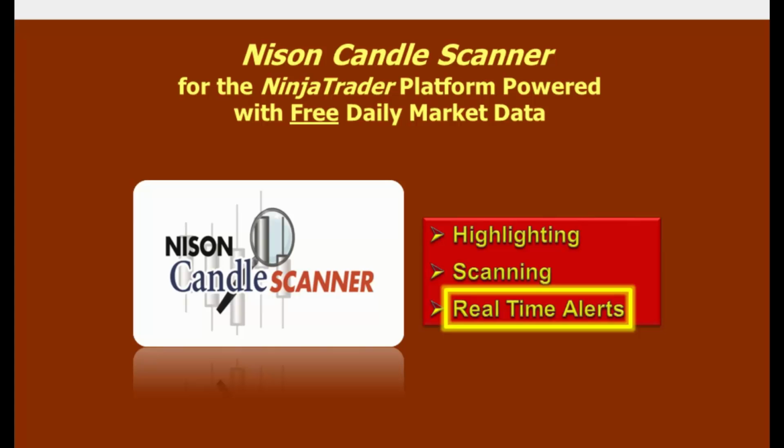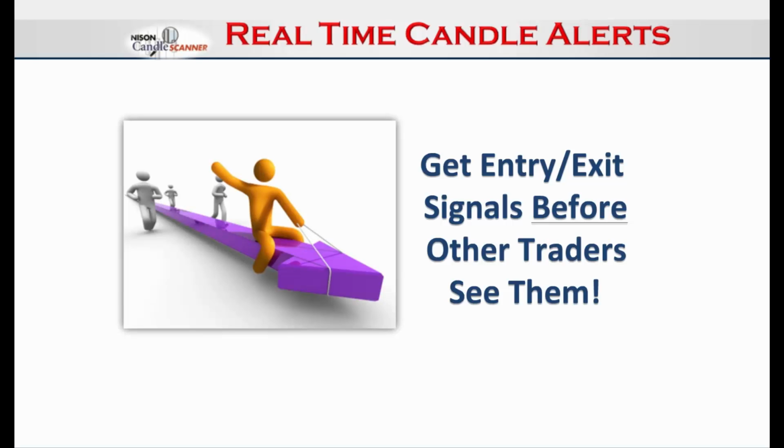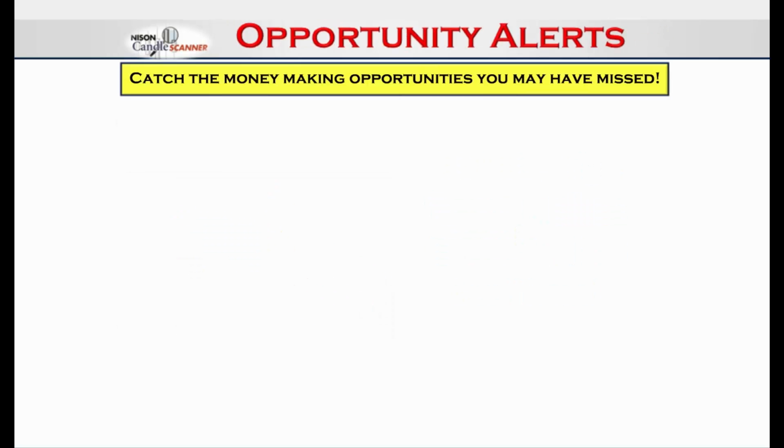Now, the next thing is really good for intraday traders: real-time alerts. What that lets you do is get potential entry and exit signals before other traders see them, especially with intraday. Sometimes it's a matter of minutes or even seconds before you're able to get in before other traders see a potential trade, especially if you're trading really short term. So opportunity alerts catch the potential money-making opportunities you may have missed.